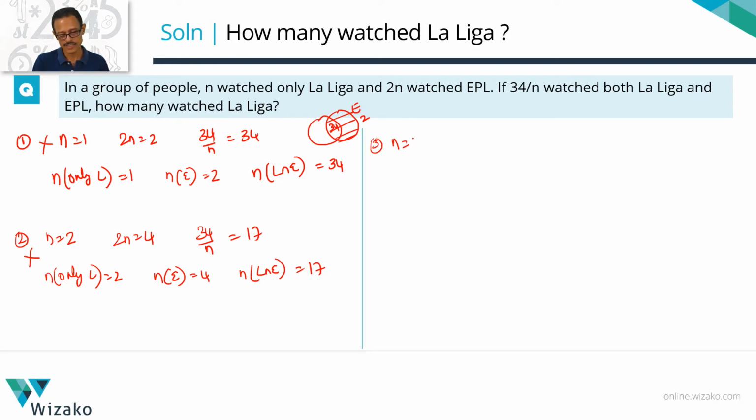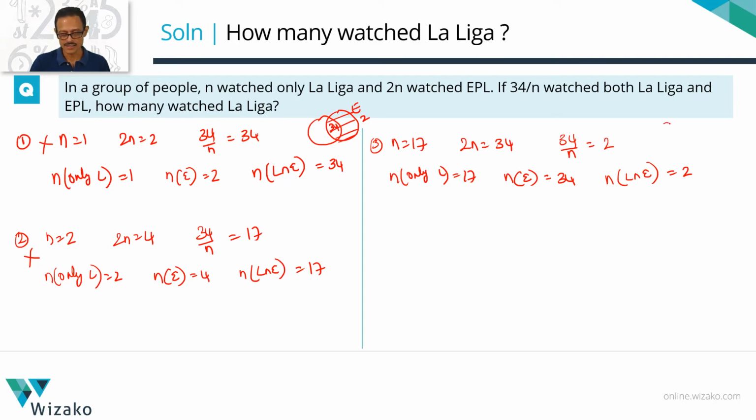n is equal to 17. If n is equal to 17, 2n is equal to 34. 34 upon n is equal to 34 by 17, which is equal to 2. What is n? n is equal to n of only L, so that is equal to 17. 2n is n of E. n of E is equal to 34. And 34 upon n is the intersection set, n of L intersection E, which is equal to 2.